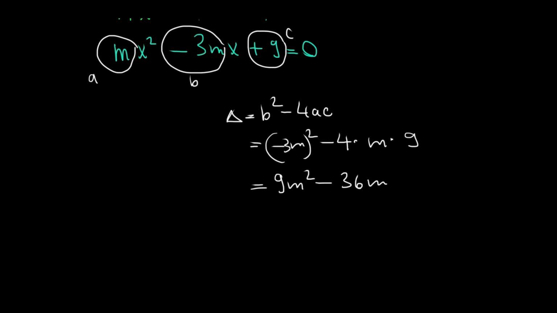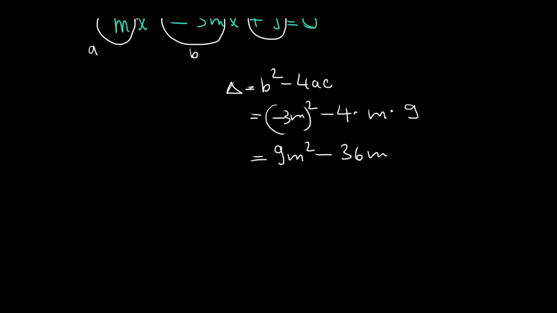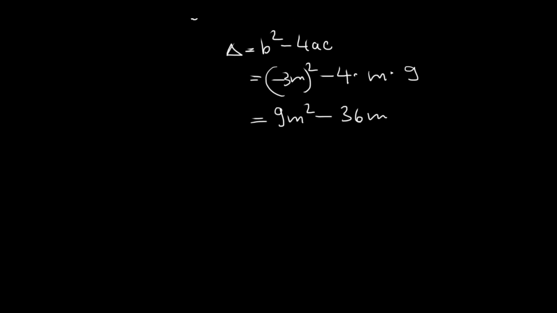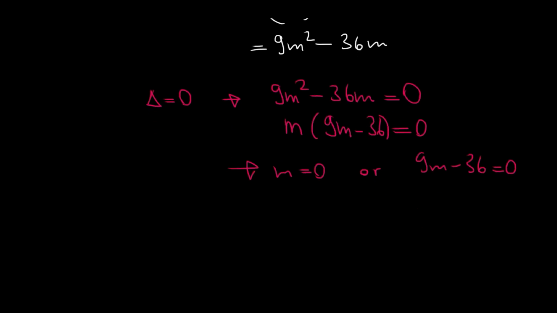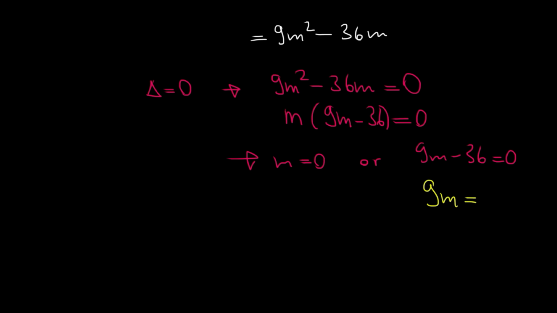Now what do we do with this discriminant? Well, since they only have 1 point of intersection, we consider that the discriminant must be 0. So we will have 9m squared minus 36m equals 0. Get m bracket 9m minus 36 equals 0, which means either m equals 0 or 9m minus 36 equals 0. Then we can solve 9m minus 36 equals 0, which brings us to 9m equals 36, m equals 4.